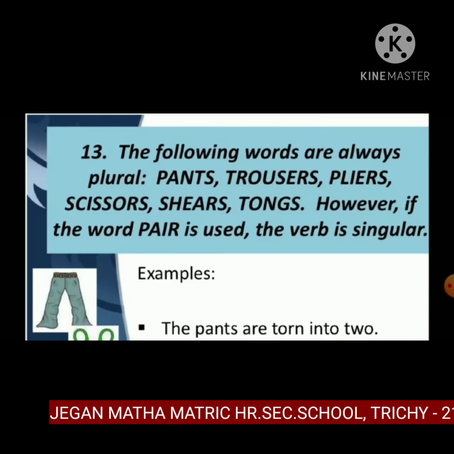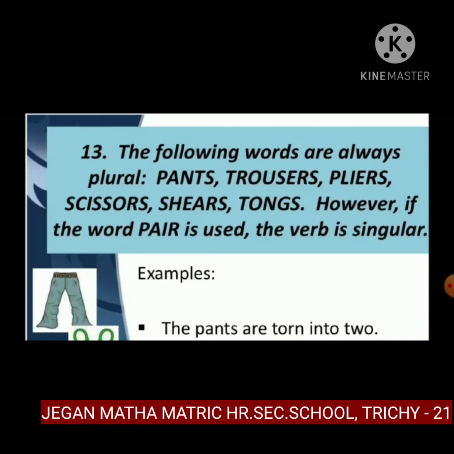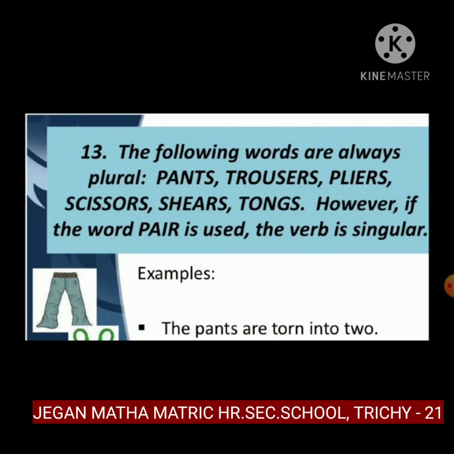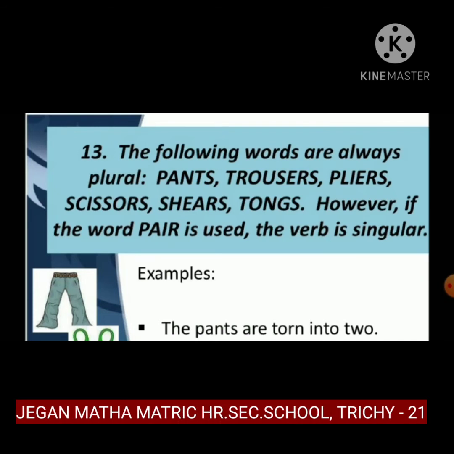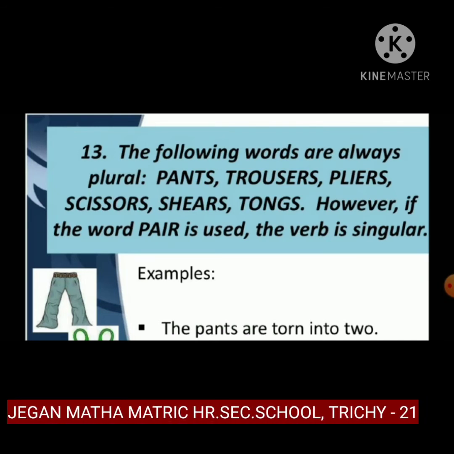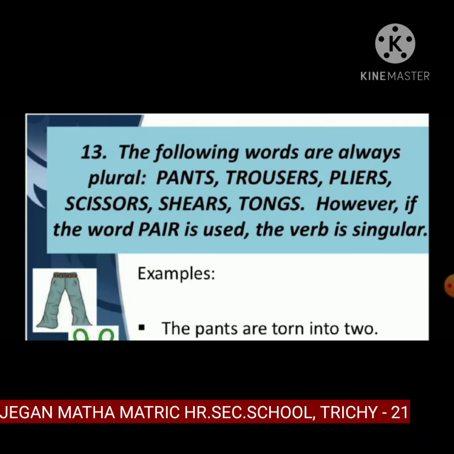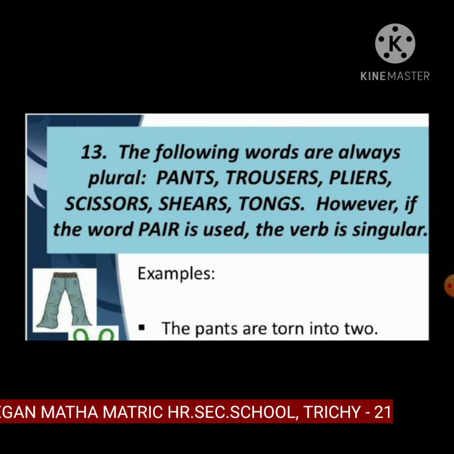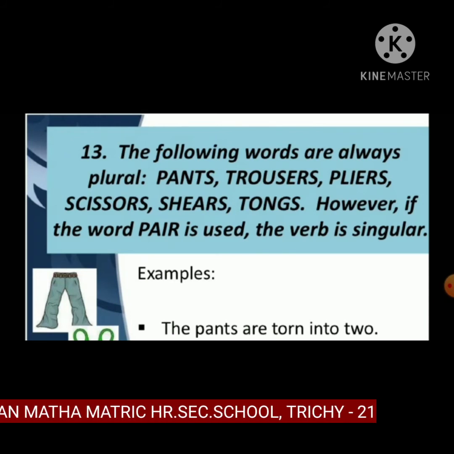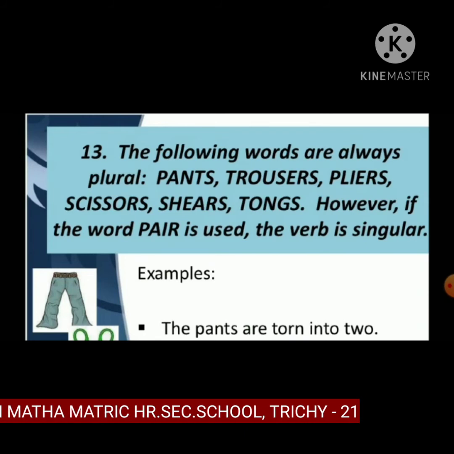The following words are always plural: pants, trousers, pliers, scissors, shears, tongs. However, if the word pair is used, the verb is singular. For example, a pair of pants is torn in two. The verb is singular.